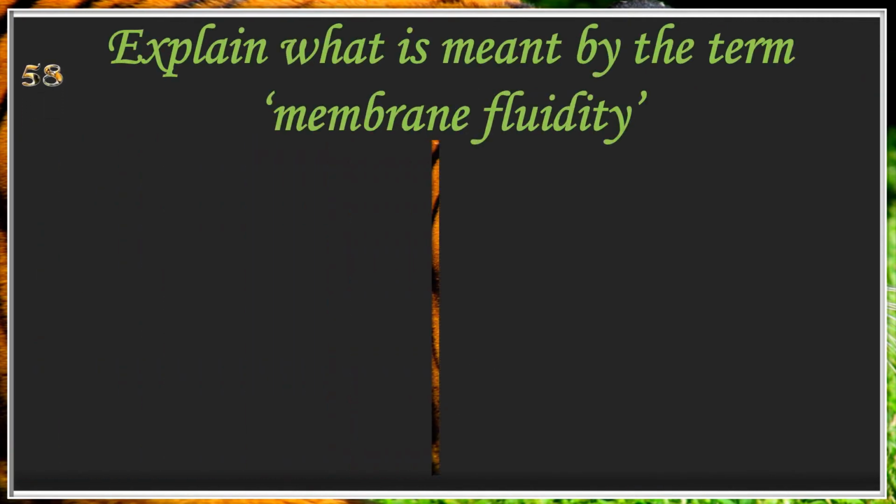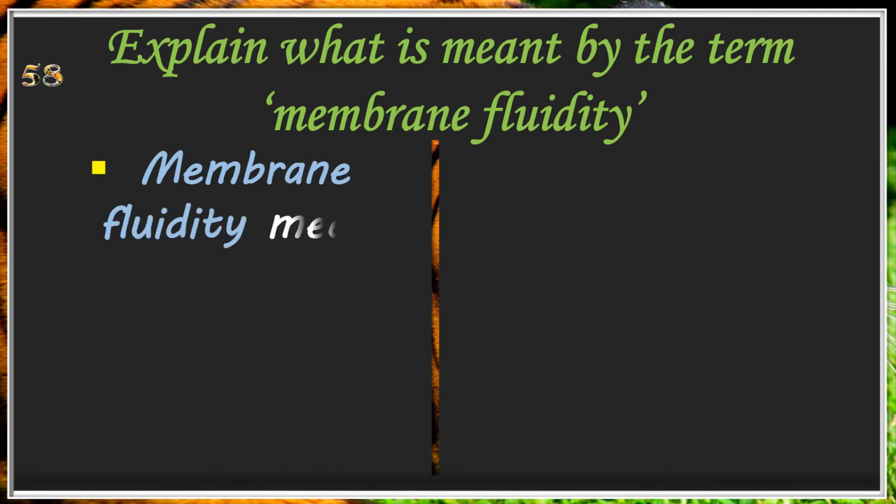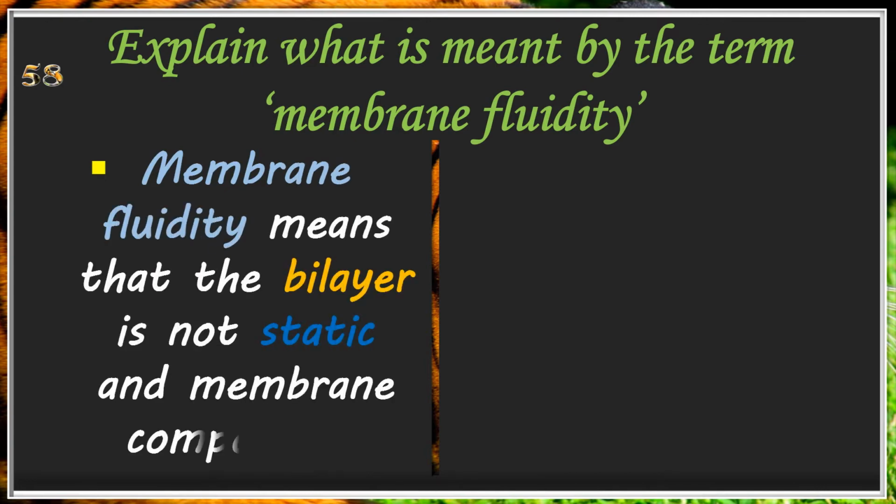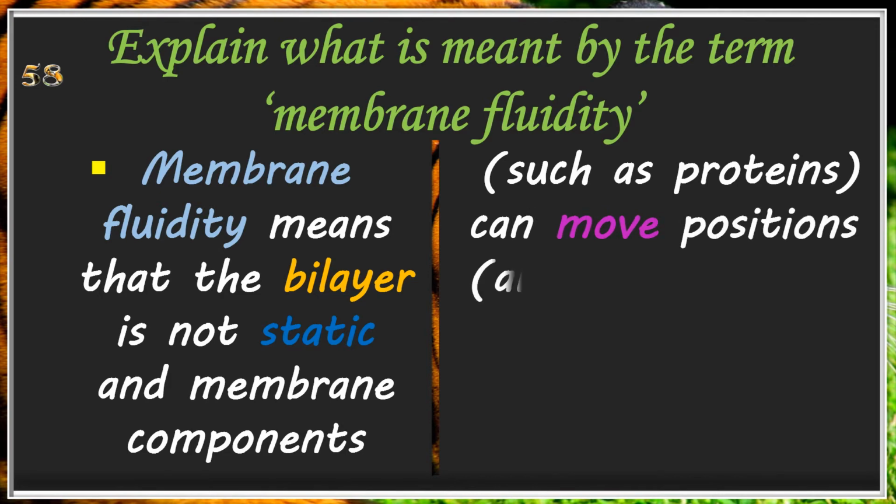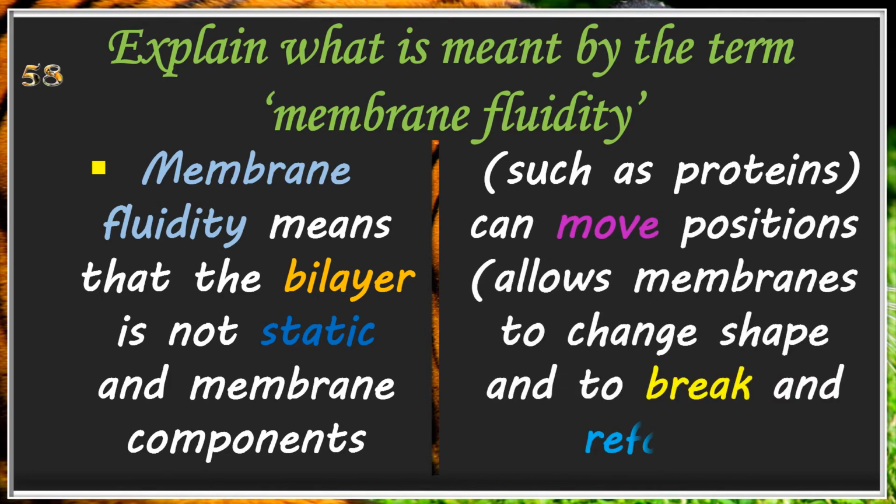Explain what is meant by the term membrane fluidity. Membrane fluidity means that the bilayer is not static, and membrane components such as proteins can move positions. That is, they allow membranes to change shape and to break and to reform.